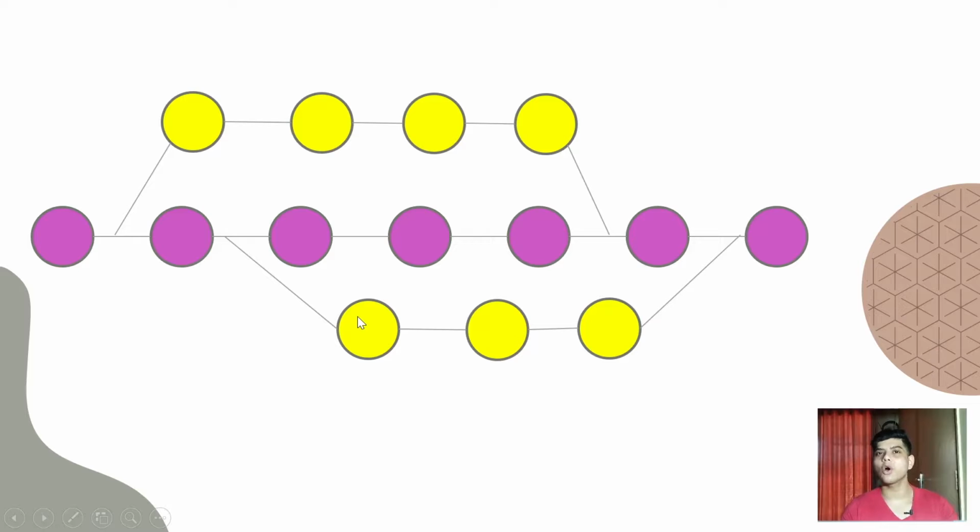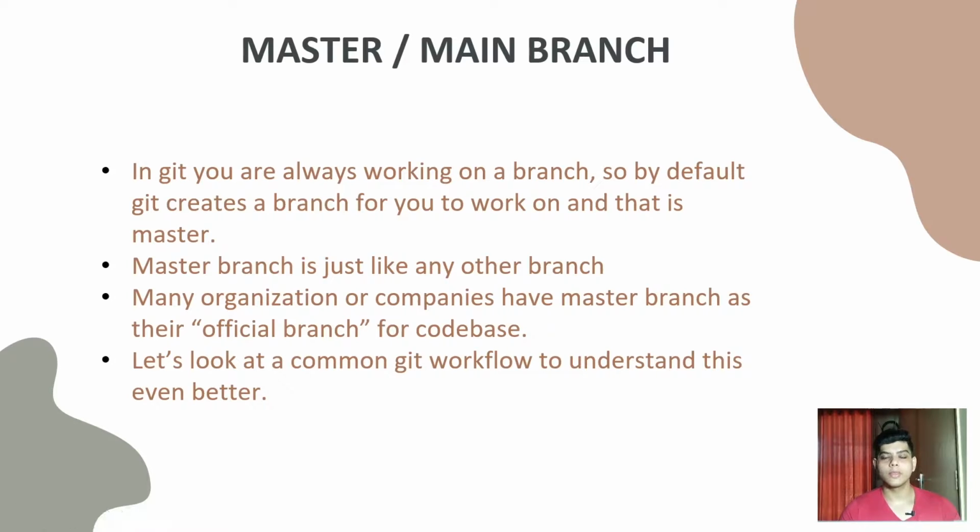So this is a common workflow. We work on something, and if we want to try and test things out, we branch out from there, we work on that, and if things are fine, then we merge it. Cool. Now let's talk about a master branch or a main branch.